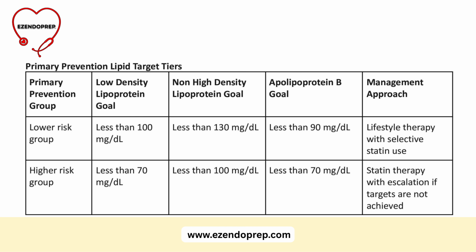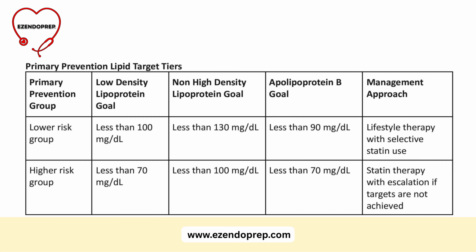Now let's connect this to lipid targets in primary prevention. There are only two target tiers here. First, the lower risk primary prevention group. In this category, the targets are straightforward. LDL should be less than 100 milligrams per deciliter. Non-high density lipoprotein should be less than 130 milligrams per deciliter. apoB, if measured, should be less than 90 milligrams per deciliter. This includes patients with PREVENT risk below 10%. Management here is lifestyle modification with selective statin use depending on risk discussion.